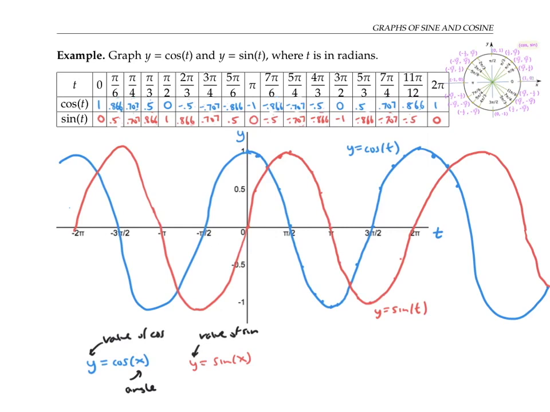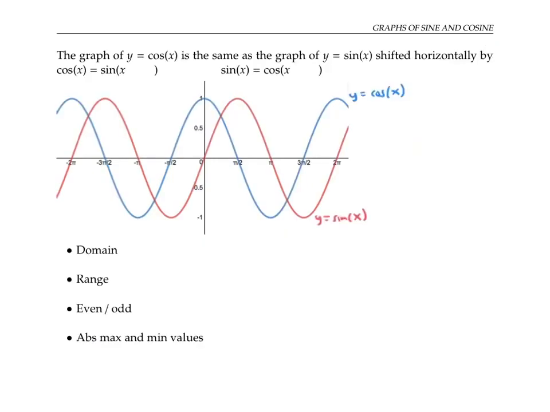Now, let's look at some properties of the graphs of sine and cosine. The first thing you might notice is that the graph of cosine and the graph of sine are super similar to each other. In fact, you can think of the graph of cosine as just being the graph of sine shifted to the left by pi over 2. So we can write cosine of x as the sine function of x plus pi over 2, since adding pi over 2 on the inside moves the graph horizontally to the left by pi over 2.